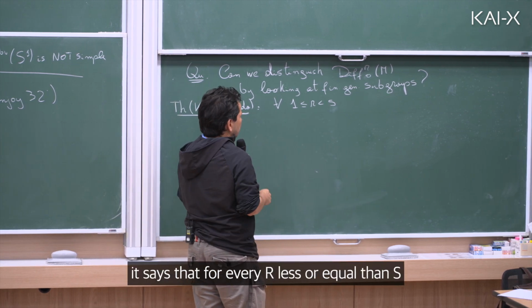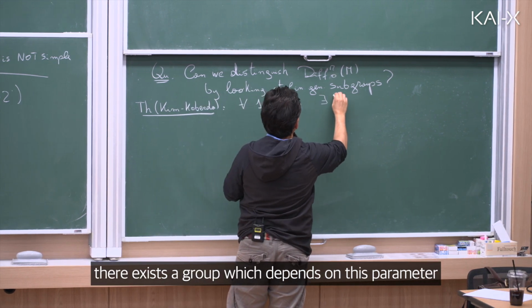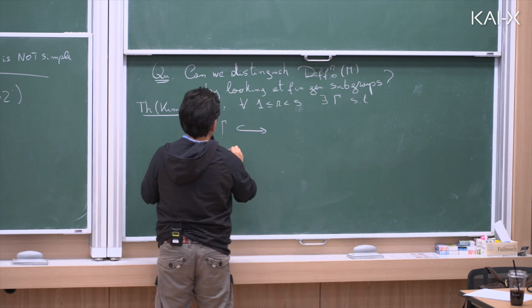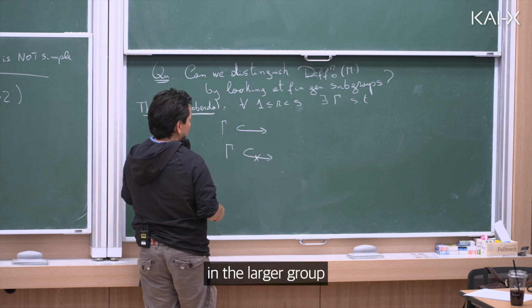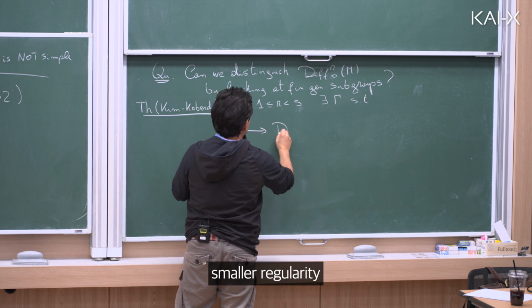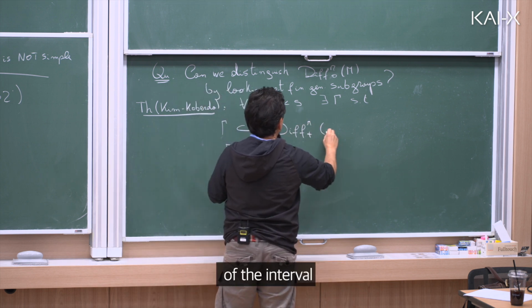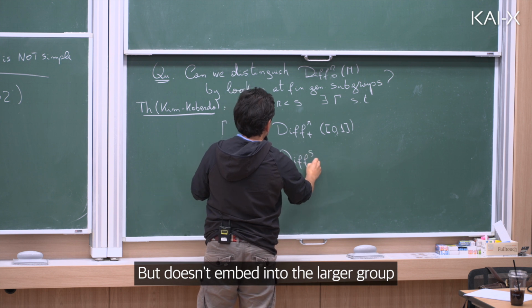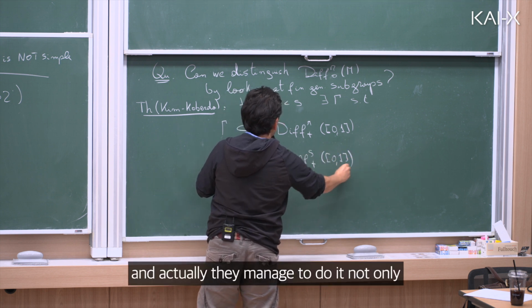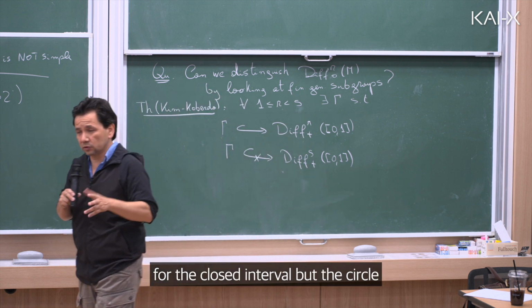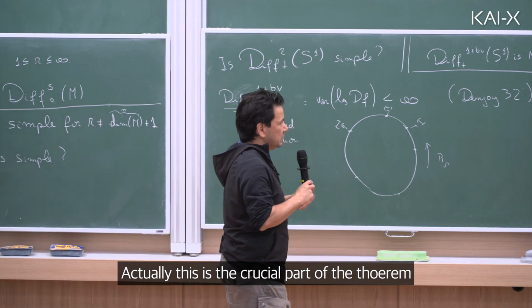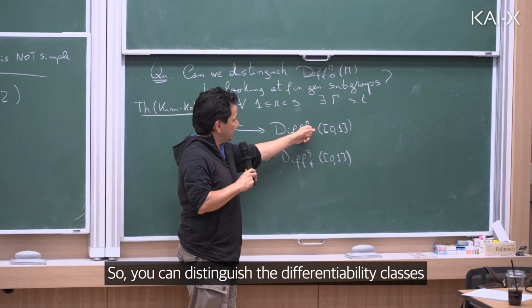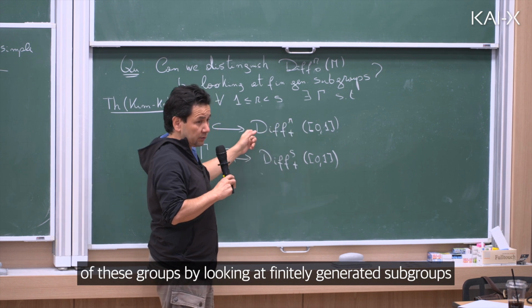It says that for every R smaller than S, there exists a group which depends on this parameter, such that this group embeds in the larger group, the group of smaller regularity of the interval, but doesn't embed into the larger group. And actually they manage to do it not only for the closed interval but the circle. But actually this is the crucial part. So you can distinguish the differentiability classes of these groups by looking at finitely generated subgroups.